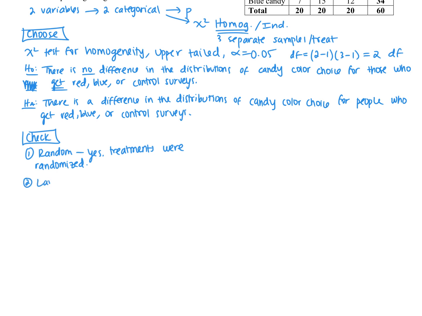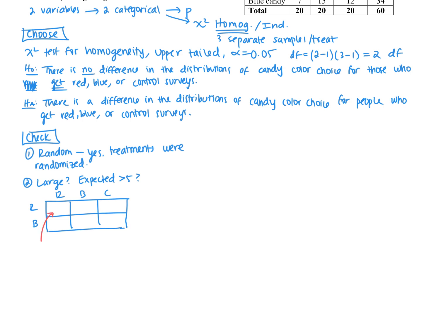Okay, next we need to know, do we have a large sample? Are all of our expected counts greater than 5? So we have to calculate those. If I were you, I would draw a table similar to the table that you have above, so it's very clear which expected counts are which. So this is the red candy, the blue candy, the red survey, the blue survey, the control survey. And we don't need totals. Okay, you need to show work for one of the boxes. I don't care which one. So I'm going to show for this box, the red.